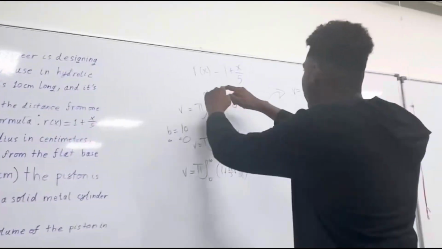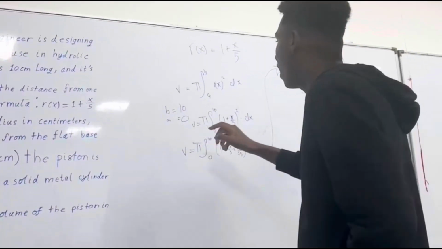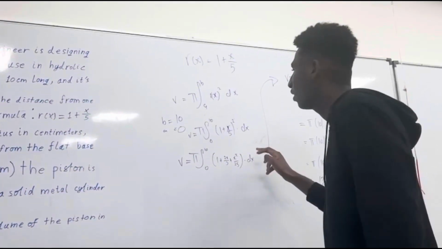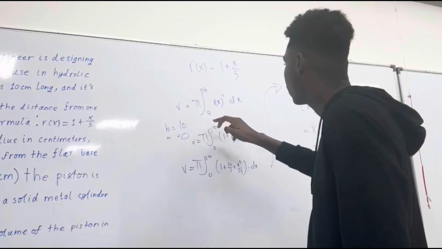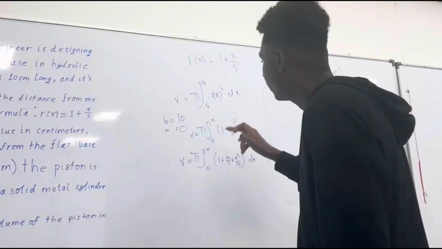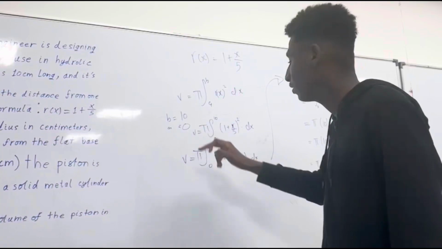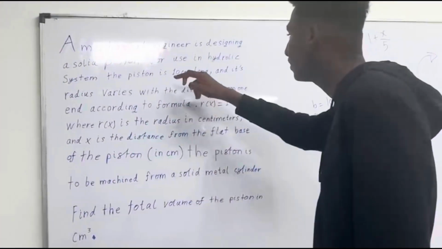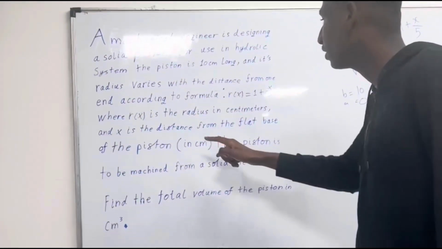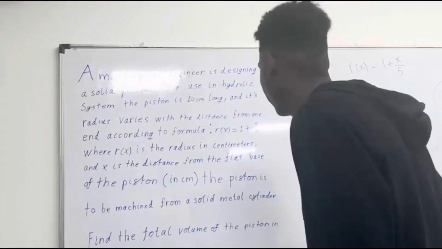The formula stated is R of x equals 1 plus x over 5. To solve this question, we're going to use this method, which is V equals pi multiplied by the integral of R of x squared, using the interval 0 to 10. You may ask why we use the 0 to 10 interval: because the piston is 10 centimeters long, and it is stated in the question that the radius varies with the distance.